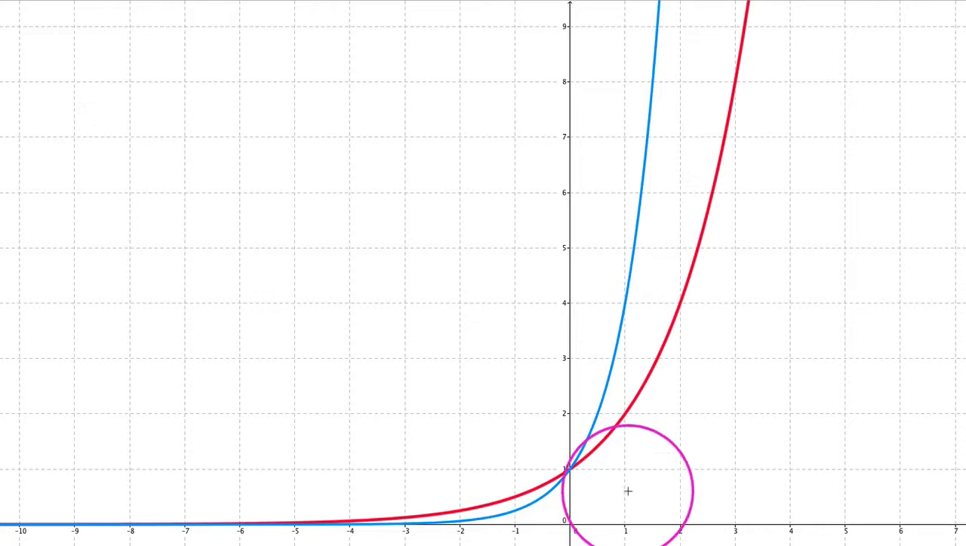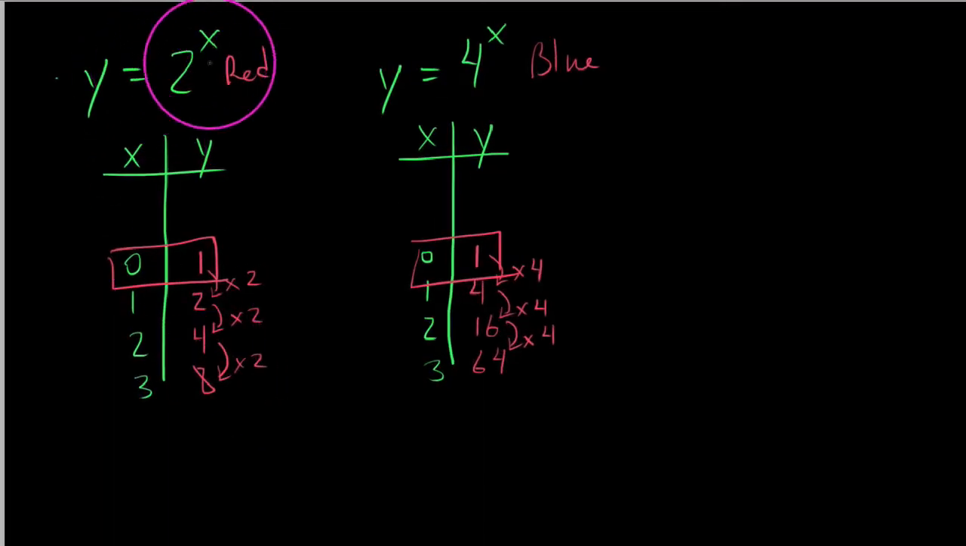But I guess what I would like to point out is this. When x is equal to 1 on the red graph, or 2 to the power of x, our y value is 2. When x is equal to 1 on our blue graph, the y value is equal to 4. And it is no coincidence. If I take 2 to the first power, I should get 2. So when x is 1, I should get exactly my base. And over here, when I take 4 to the first power, I should get 4.